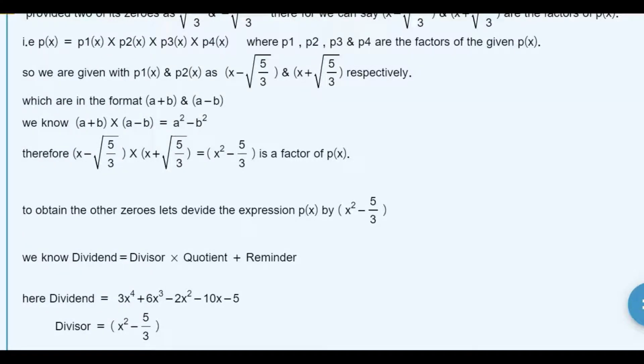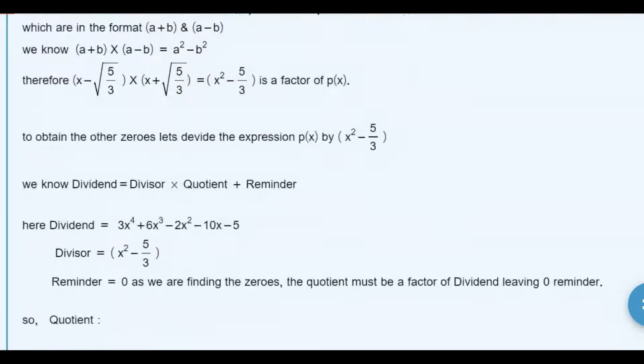Now to obtain the other zeros, we need to divide the expression p of x by x square minus 5 by 3. So this is what we discussed earlier. Dividend is equal to divisor into quotient plus remainder. In this case, the remainder will be 0. The dividend is nothing but the expression. Divisor is nothing but the factor which we obtained just now, x square minus 5 by 3. So we need to divide p of x by this to get the quotient term. So let us do that.